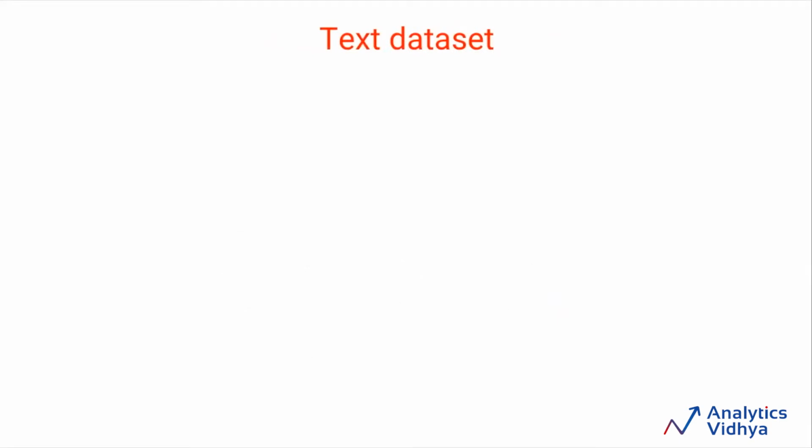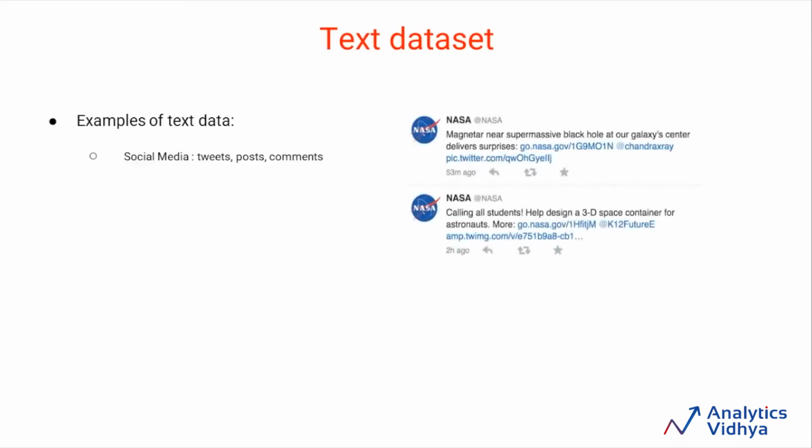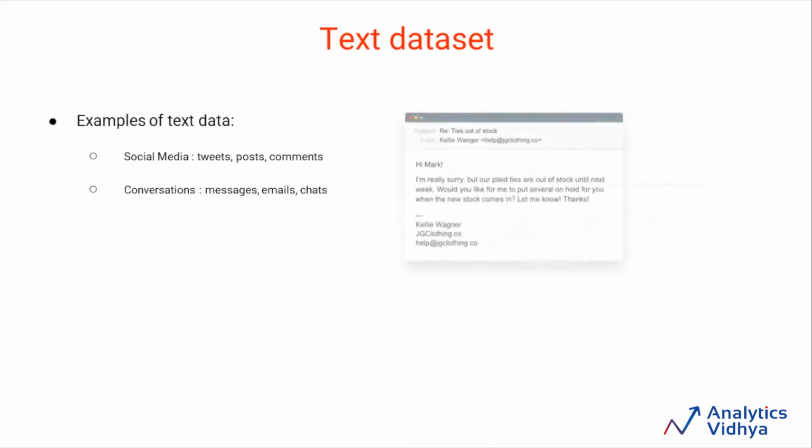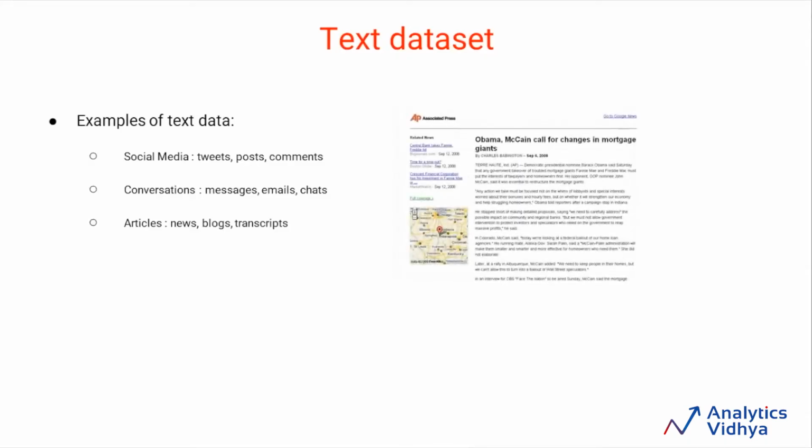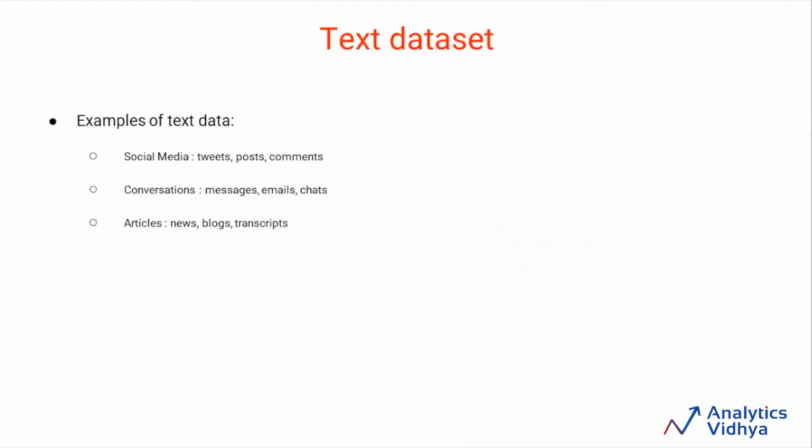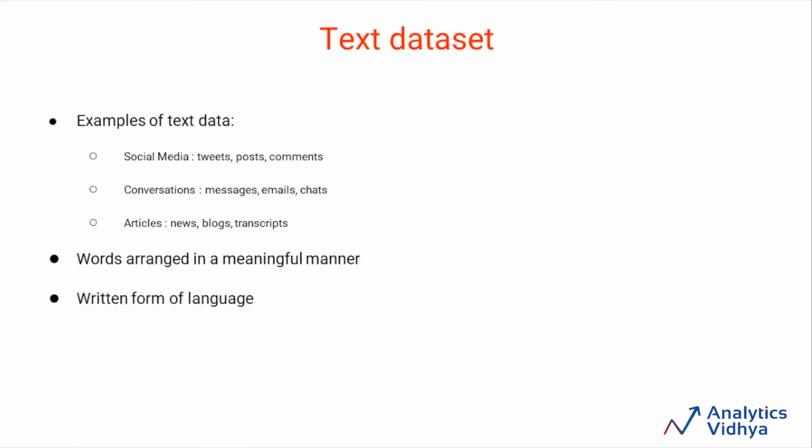Let's talk about text data, which is one form of the unstructured data. The most prominent examples of text data available on the internet are social media data, which contains tweets and posts, conversation data, which contains messages, emails and chats, or articles data, which comprises news and blogs. So a text data is essentially any written form of a natural language such as English, Russian or Japanese. It consists of characters or words arranged together in a meaningful and formal manner, which means that text data is driven by the grammar rules and defined structures.